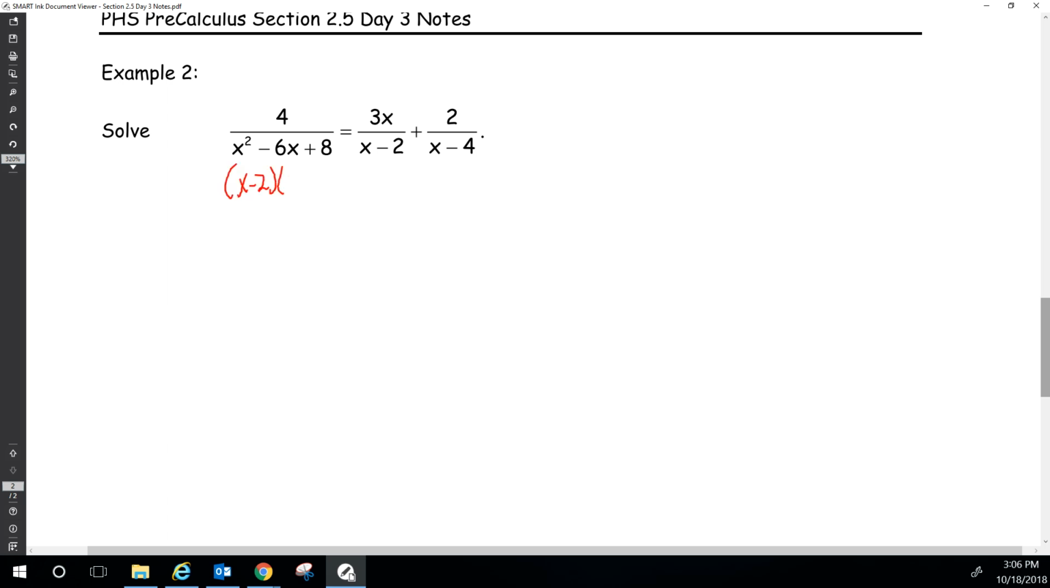So if I factor out this denominator here, and I factored correctly, I see it's the same as that I have over here. So my common denominator for this entire equation would be x minus 2 times x minus 4. And that's what I'm going to multiply everything by.